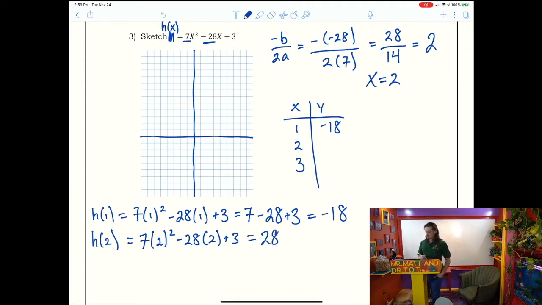28 times 2, that's going to be 2 times 2 less than 2 times 30, because the difference between 28 and 30 is 2. So if I think to myself 30 times 2 is 60, so 28 times 2 is going to be 2 times 2 less than that. 60 minus 2 times 2 is 60 minus 4, which is 56. So this is going to be negative 56 plus 3. 28 plus 3 is going to be 31. 31 minus 56 is going to be a negative 25.